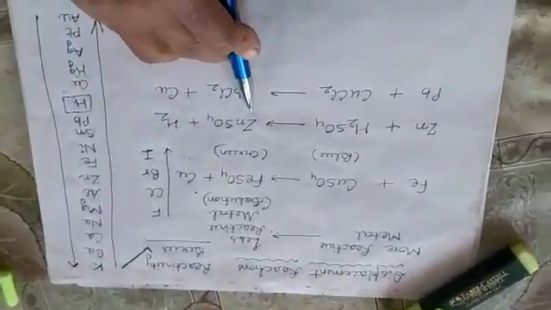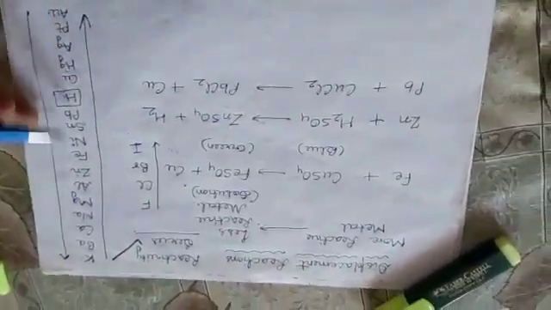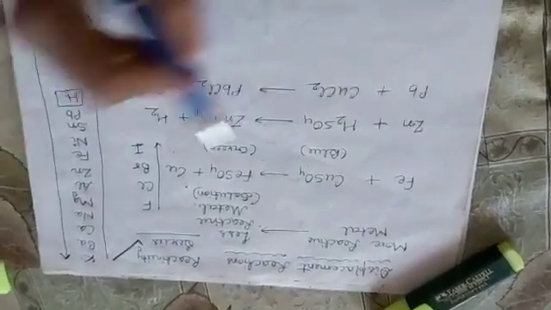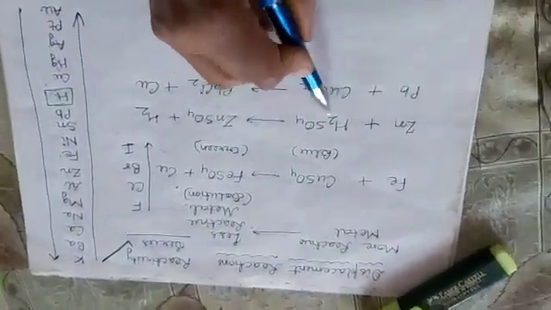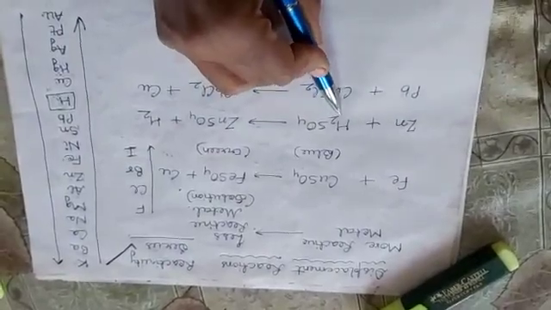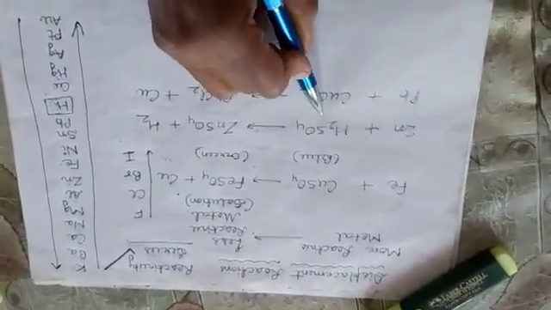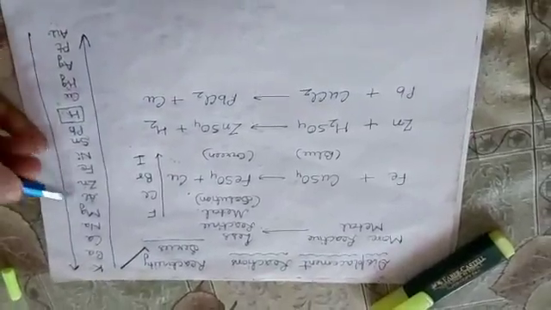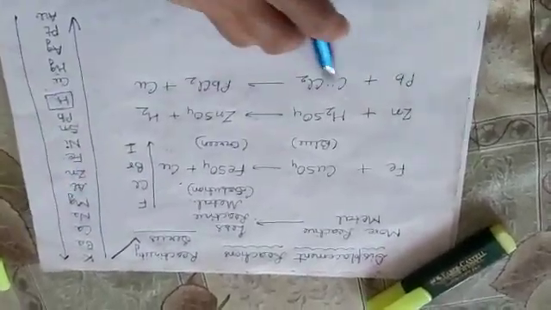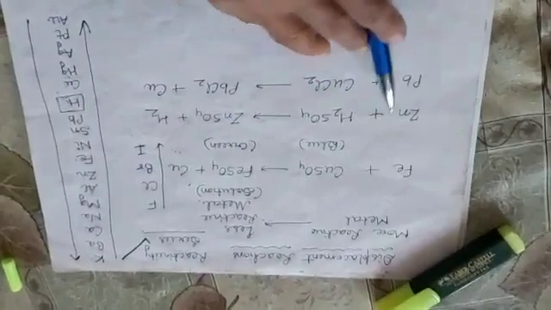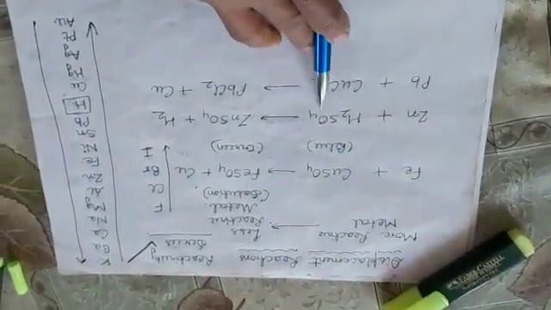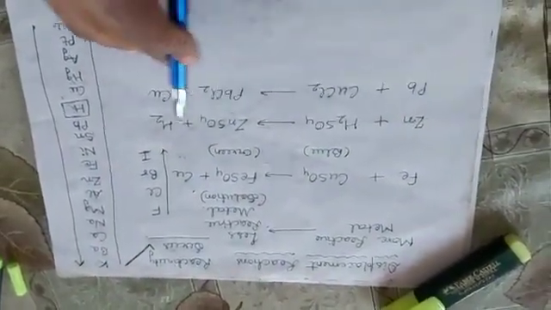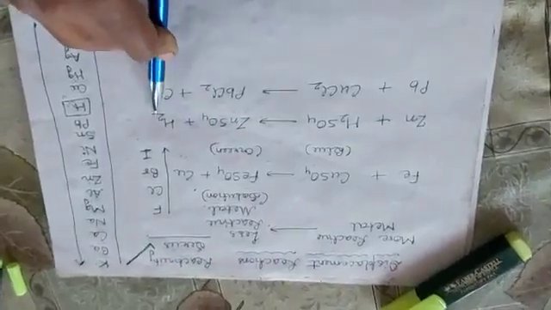Similarly, as I told you, all the metals above hydrogen can displace hydrogen from its salt solution. So here we have a salt solution of hydrogen in the form of sulfuric acid. When zinc, which is placed above hydrogen in the reactivity series, is combined with sulfuric acid, it displaces hydrogen from the salt solution, takes its place, and hydrogen gas is released.